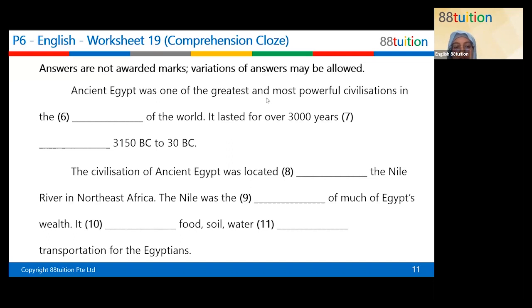Okay, let me start going through the answers for this right now. For this one, there are some clues. Let's find the clues together. I think you guys got the answers, but let's find the clues to find the answers. Question 6. Ancient Egypt was one of the greatest and most powerful civilizations in the what of the world? In the history of the world. So basically the clue will be world, and then you see ancient. So ancient already gives the clue for history.